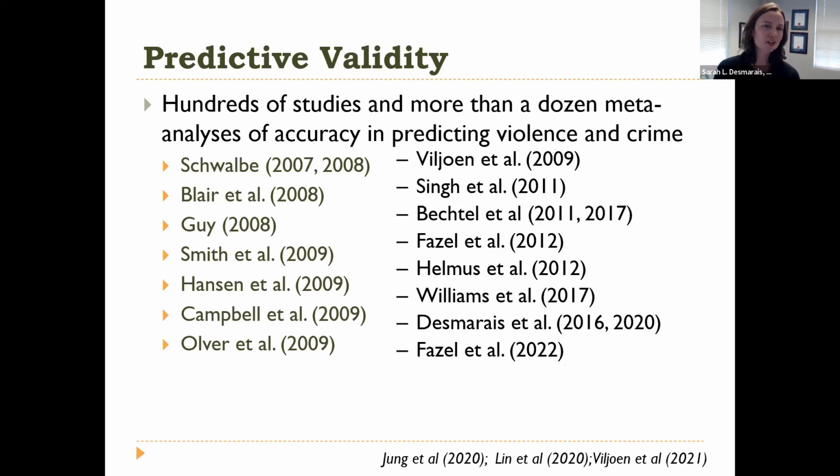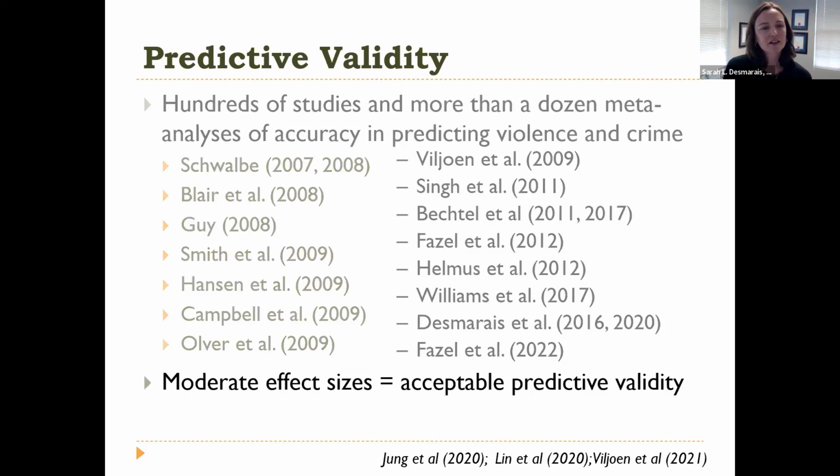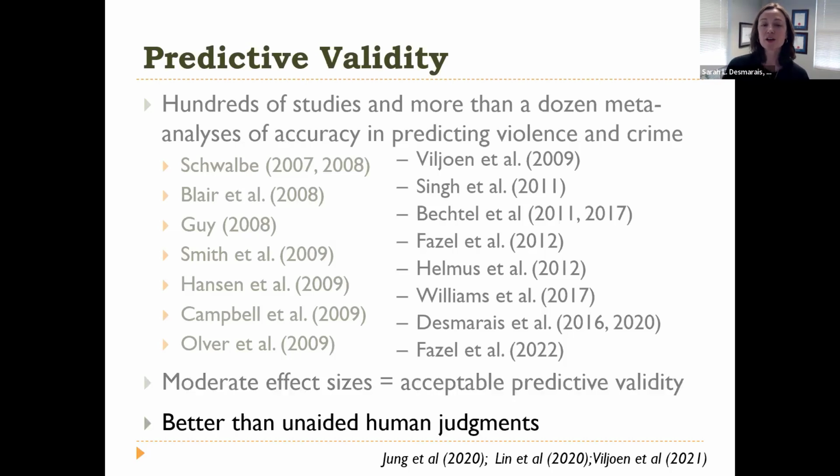And what we find across all of these different studies is that indeed risk assessment results have a moderate effect size and show acceptable predictive validity. So it's statistically significant, it's much better than chance, and perhaps most importantly, it's also better than human judgments of these same outcomes. So here we have studies of truly over millions of people over the last 30 plus years that show that risk assessment instruments do indeed predict violence and crime. So that's the first concern, which I do not find to be supported in the research evidence.